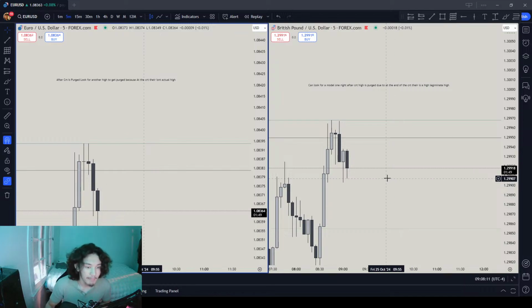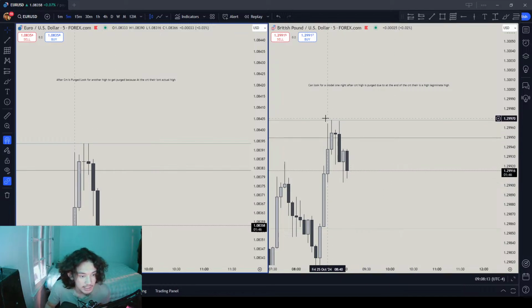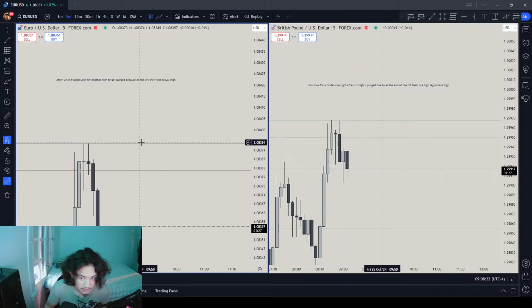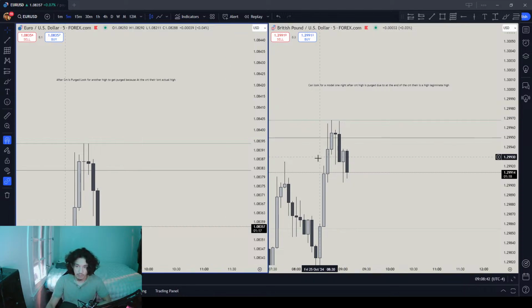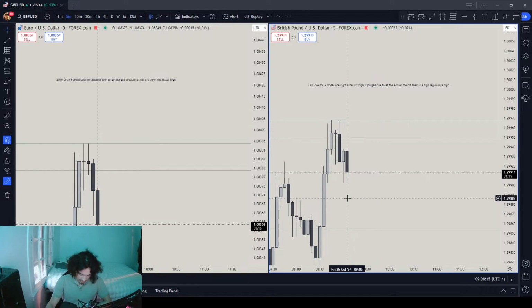And by the way, you have to keep in mind that anything before the sweep of this CRT high is relevant. If this CRT gets swept and the market goes over here, there's actually a high there. But if a high gets created over here and a low gets created, and the market sweeps to that high and goes above this, that high getting swept does not matter, only after this. So for this, I'm looking for another high to get pressed. That's the actual high for this one. I could look for a Model 1 right after it gets swept out.